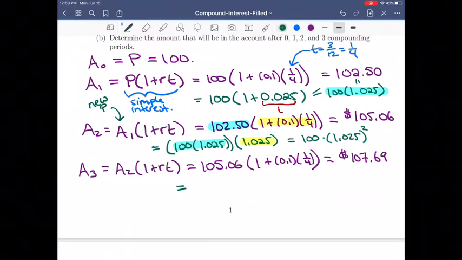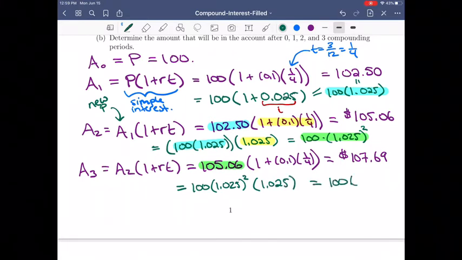But what I actually care about is writing it a different way. This 105.06, I can write, let's use a different color here, green. This is actually that, to the power 2. So that's what I'm going to replace it with. So this is 100 times 1.025 to the power 2. And then this bracket here is again 1.025. So what I end up getting is 100 times 1.025 to the power 3. And hopefully this is enough for you to see the pattern.